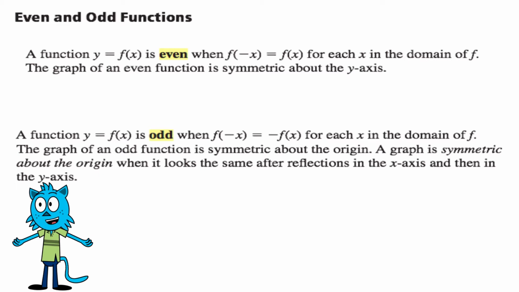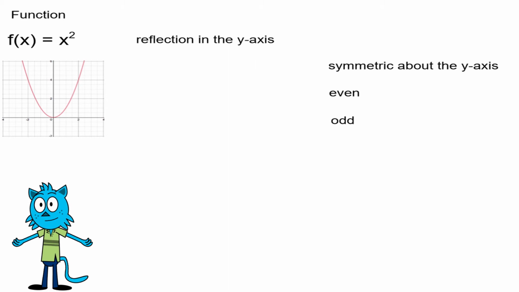That means a reflection across the y-axis and then another reflection across the x-axis, and we would have the original function back. Let's go ahead and start by looking at the function x squared. X squared is a parabola. What we're going to do first is reflect it across the y-axis to see if we get our original function back. If we do, then it's symmetric about the y-axis, and that would mean that our function is even.